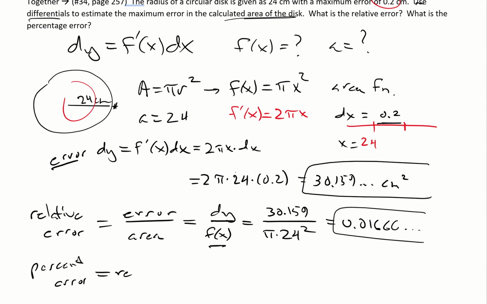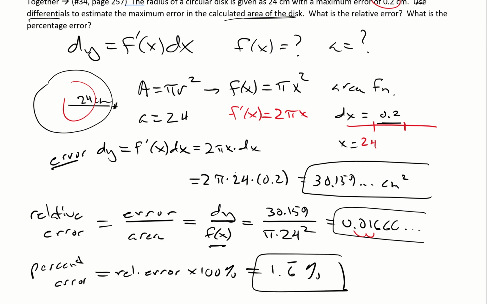Well, you take your relative error, and all you do is turn it into a percent. So what we get is about 1.6 repeating percent, or 1.7%. So actually, 30 is a big number, but compared to the actual area, which turned out to be 1,809 plus whatever, it's actually pretty small. I still think 1.6 percent error is kind of big. But that's it for this one.